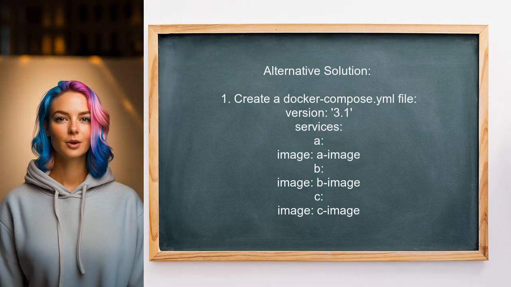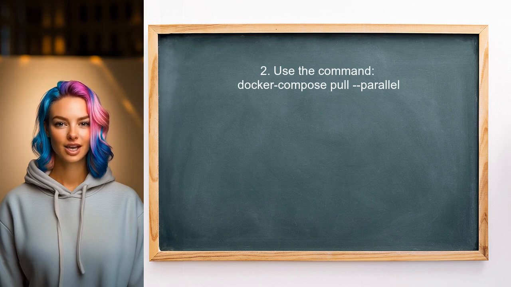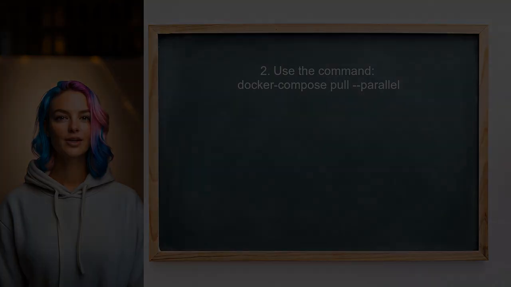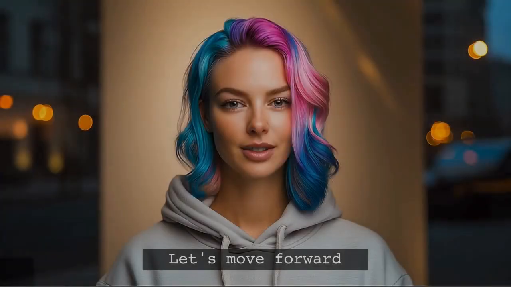An alternative approach to pulling all Docker container images from a repository is to use Docker Compose. You can create a Docker Compose YAML file that lists all your images as services. Then simply run the command to pull them in parallel. Let's move forward and look at another answer.